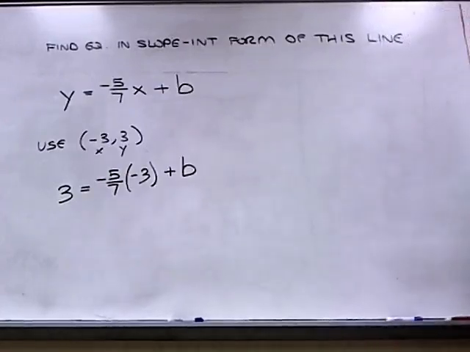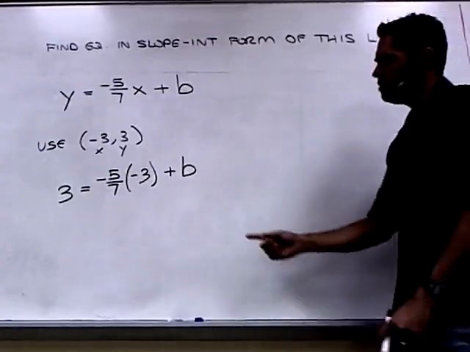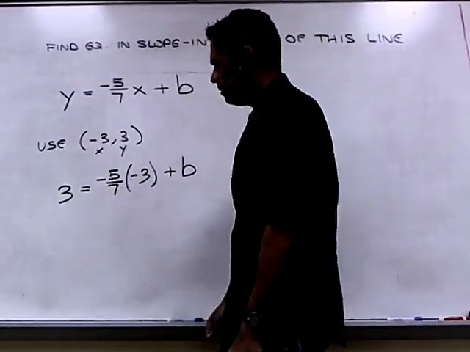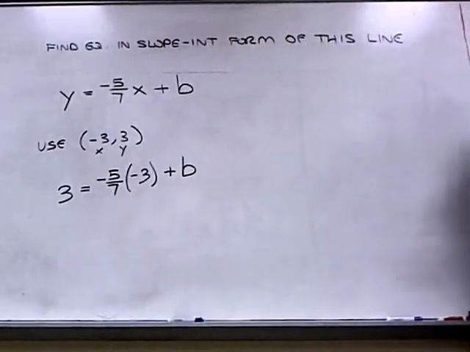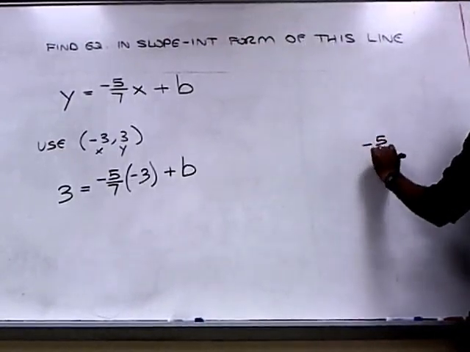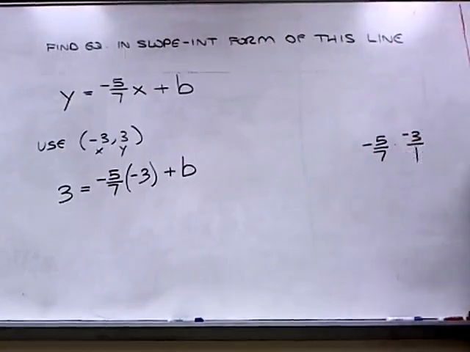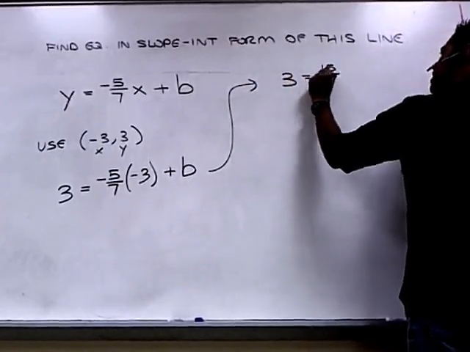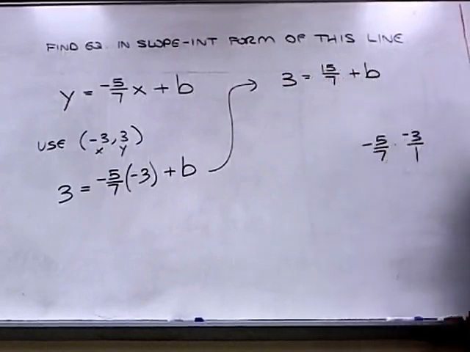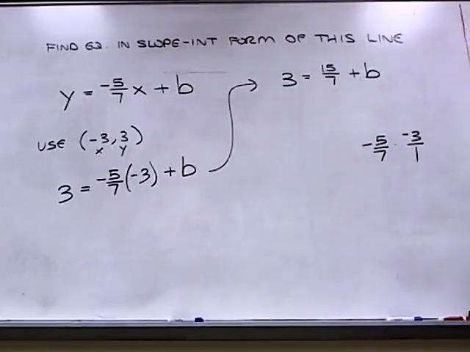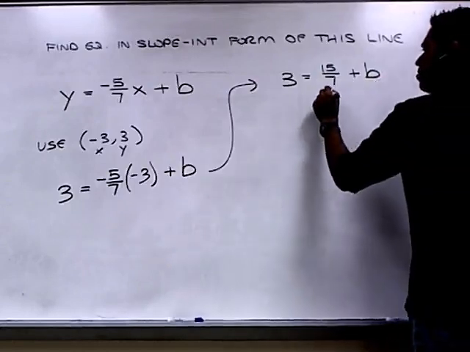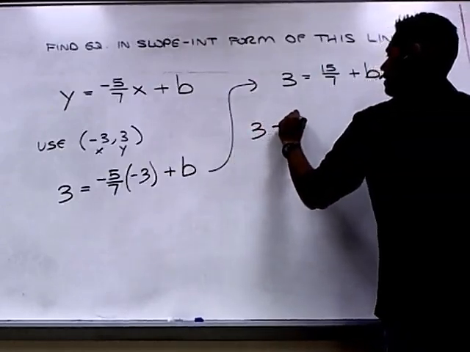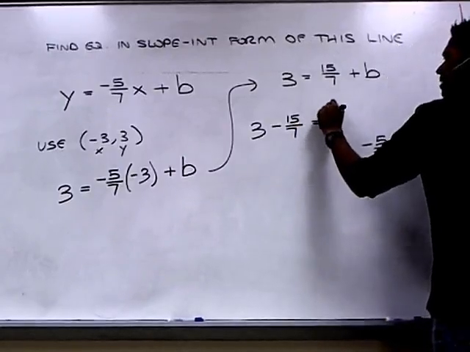So, what is this? 15/7, right? Reminder, that's the same as this. And then multiplication of fractions is straight across. So 15/7. So this becomes 3 equals 15/7 plus b. Now what? Subtract 15/7 on both sides, so you're isolating b. So when I subtract 15/7 on the left side, I'm going to have to figure out what that is. And then on the right side, it goes away.